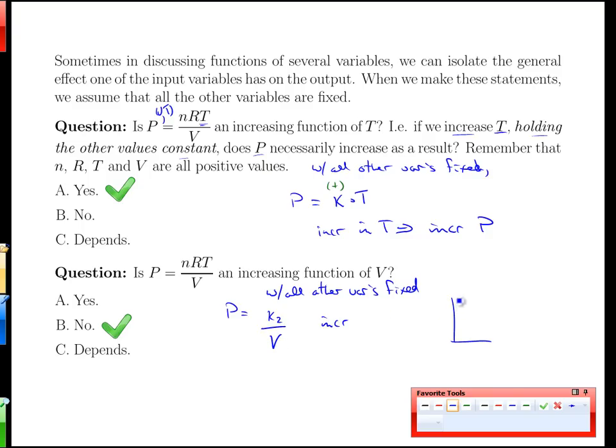That says an increase in V increases the denominator here, which is going to cause a decrease in pressure. And again, this constant up top is certainly positive and the volume is certainly positive, so we don't have to worry about sign issues. But we certainly would get a decrease in the pressure if the volume were increased. And so our pressure is not an increasing function of V. When I increase V, I don't get an increase in the resulting pressure.